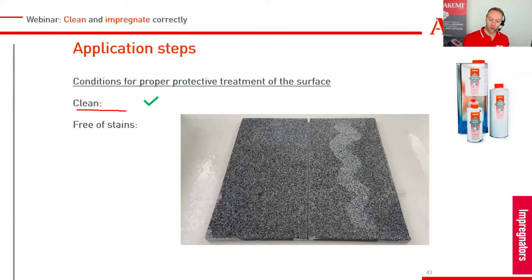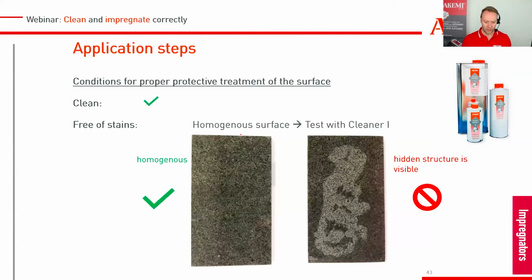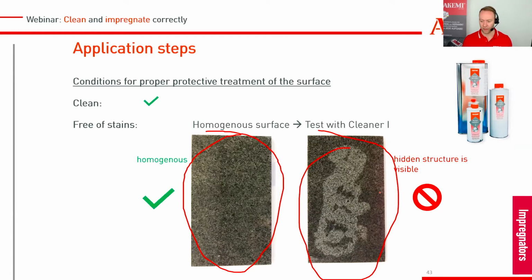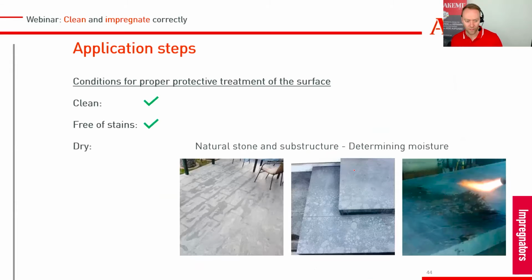Of course, when you do it with water, you have to wait a longer period of time for the stone to dry properly. That's the advantage of an alcoholic cleaner. 2, 3, 4, 5 minutes later, it's dry already. Here, this is good, homogeneous dark. You can use the impregnation. Here, something is happening, don't use it. And then, I said it already, the stone must be dry.